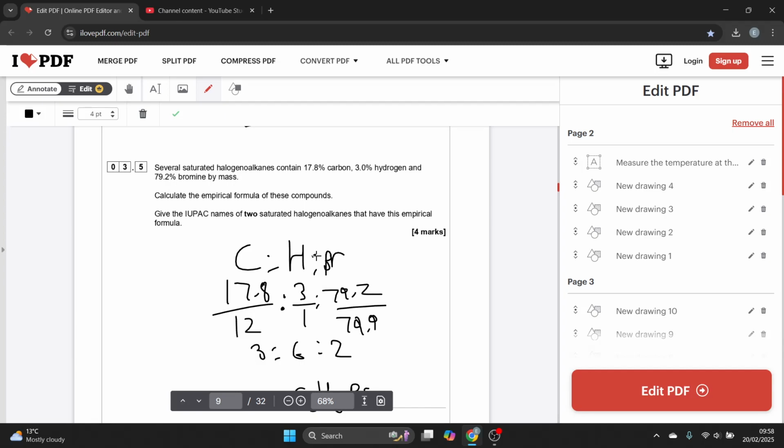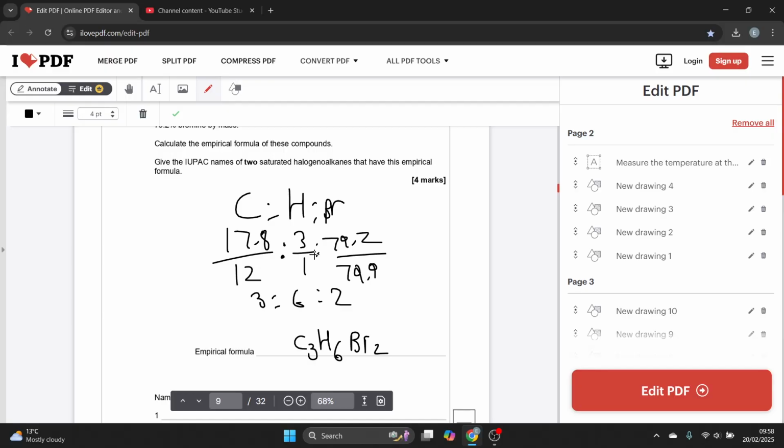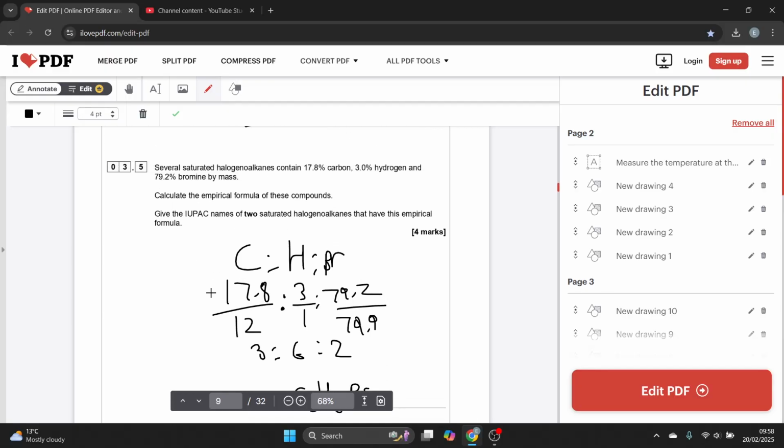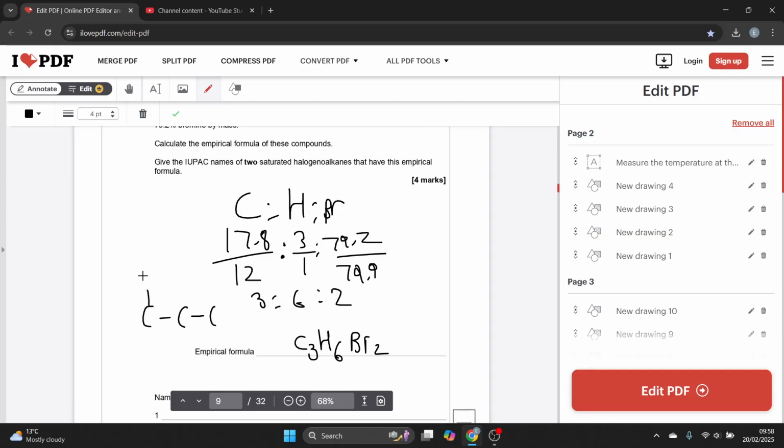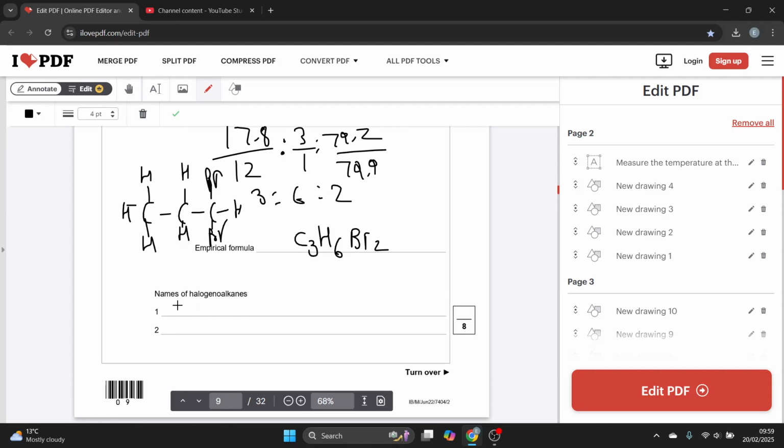Now, are IUPAC names for dihalogenoalkanes evidence of the empirical formula? Well, C3H6Br2 will have Br here, or on the second carbon, so it could be 1,1-dibromopropane, or 1,2-dibromopropane.